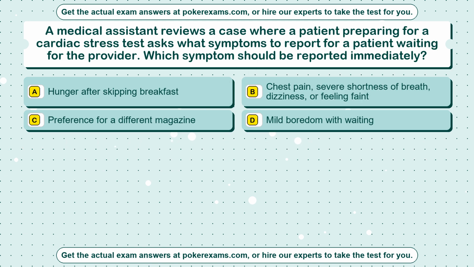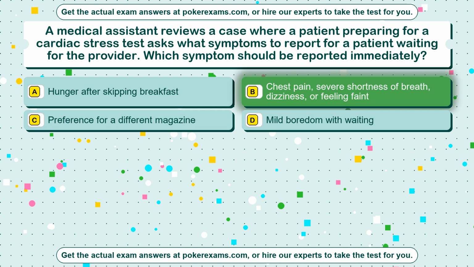Question 34. A medical assistant reviews a case where a patient preparing for a cardiac stress test asks what symptoms to report for a patient waiting for the provider. Which symptom should be reported immediately? Option A, hunger after skipping breakfast. Option B, chest pain, severe shortness of breath, dizziness, or feeling faint. Option C, preference for a different magazine. Option D, mild boredom with waiting.